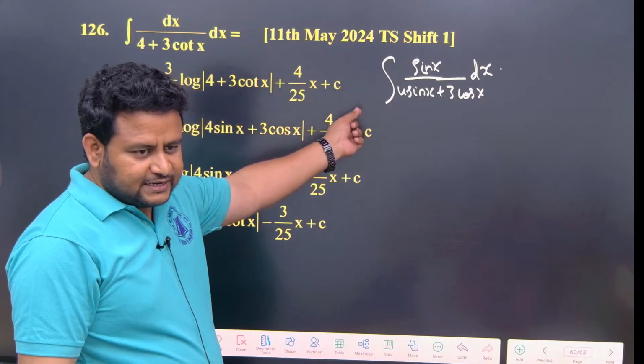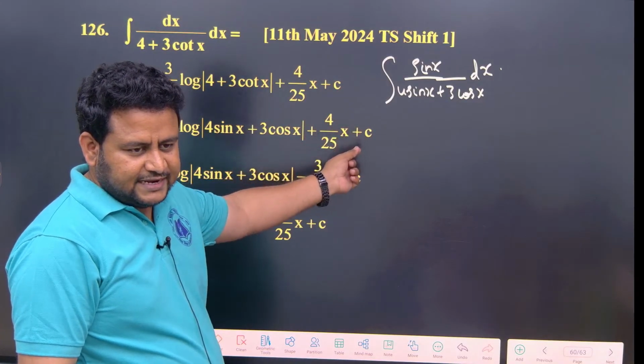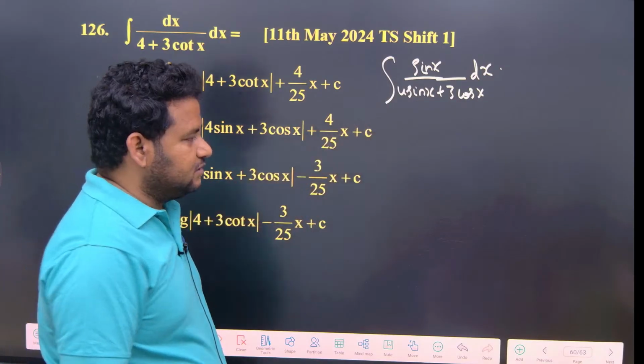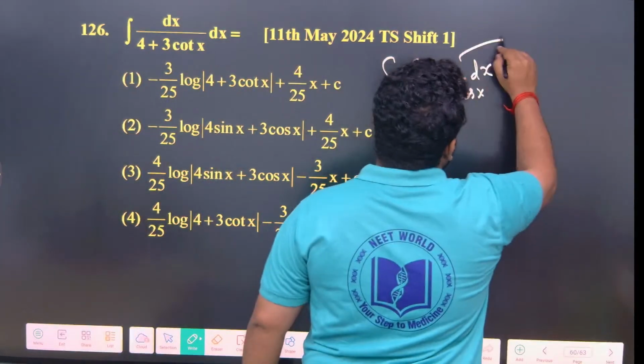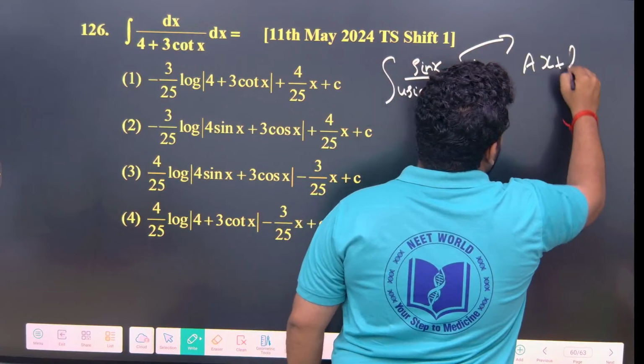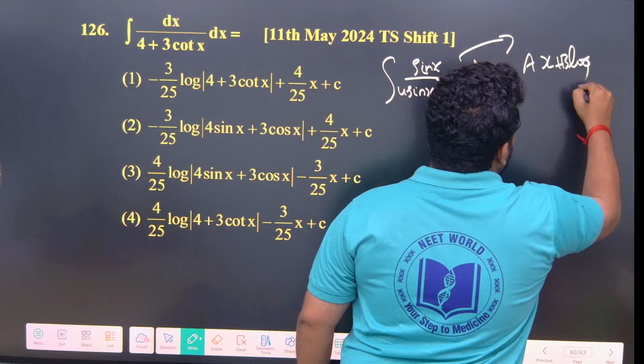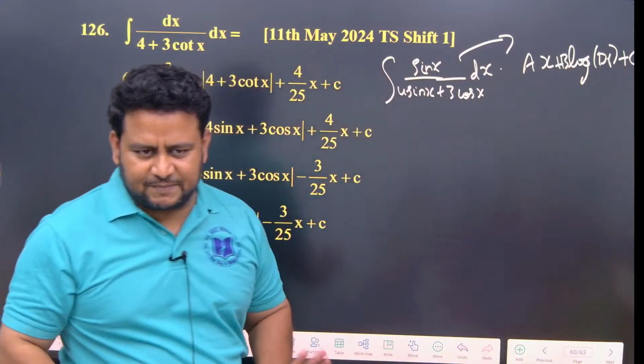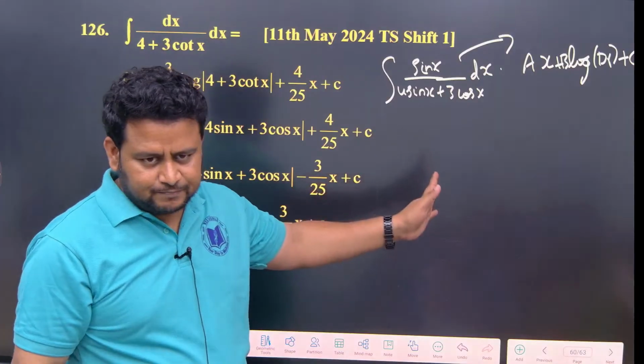What we will take: numerator is equal to a into denominator plus b into d by dx of denominator. You have to use that method. The formula we have is ax plus b log of denominator plus c. This is the method. Now we have to find a and b.